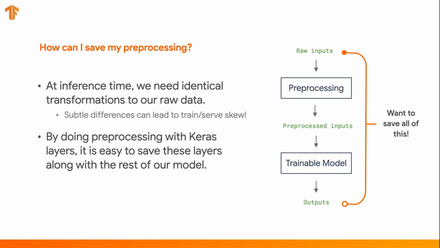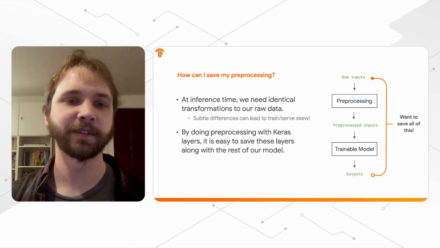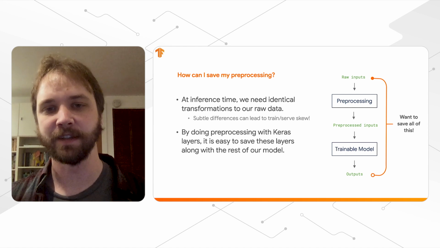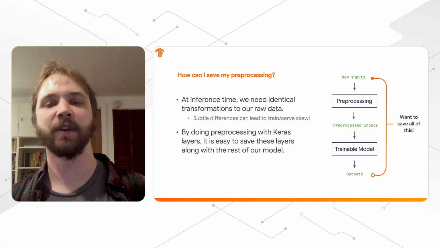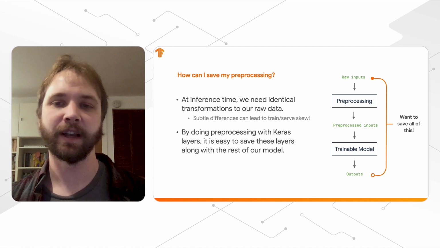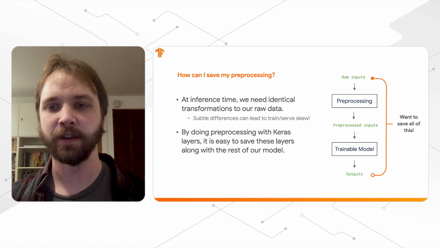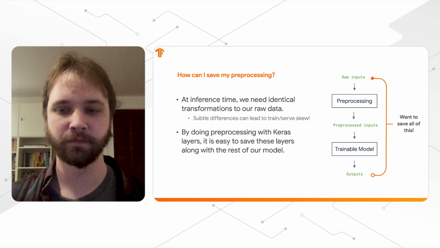Because if you make any subtle mistake in the way your preprocessing is applied, you'll get this train-serve skew that can be really hard to detect and hard to fix once you've detected it. So because we're going to be doing everything in Keras layers in a way that really fits naturally inside of Keras, it's going to make it really easy to kind of zip up our preprocessing along with the rest of our model and make one unified model that we can save that can operate directly on our raw inputs.